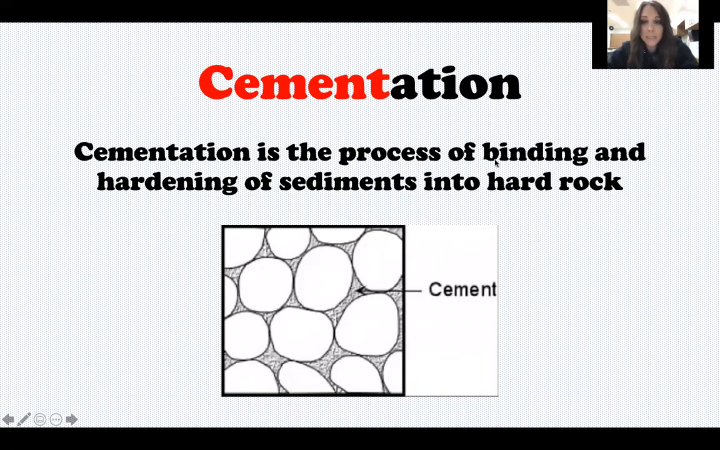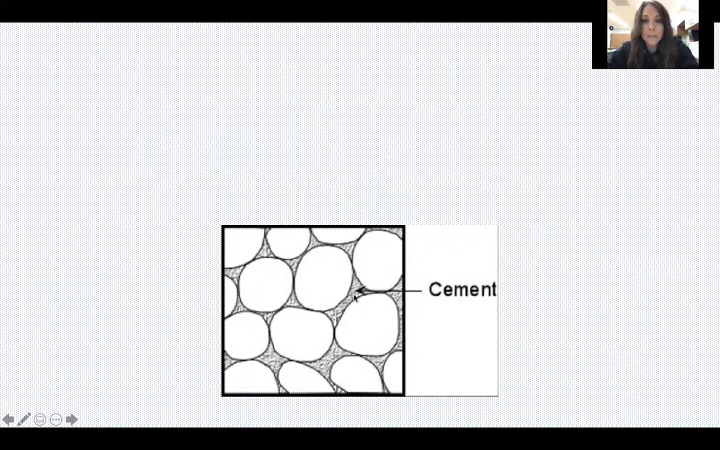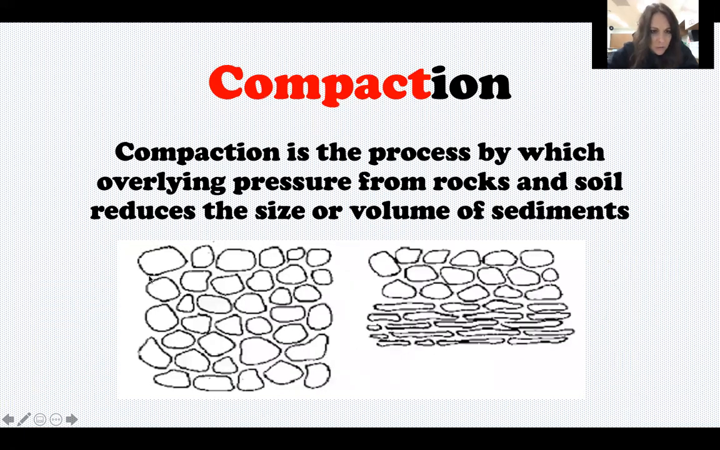Cementation is the process of binding and hardening of sediments into hard rock. So in this picture before in compaction, do you notice how here's all the sediment pieces, but in between them is kind of empty space, right? So this isn't one solid rock yet. These are still little tiny pieces of sediment with space in between them.